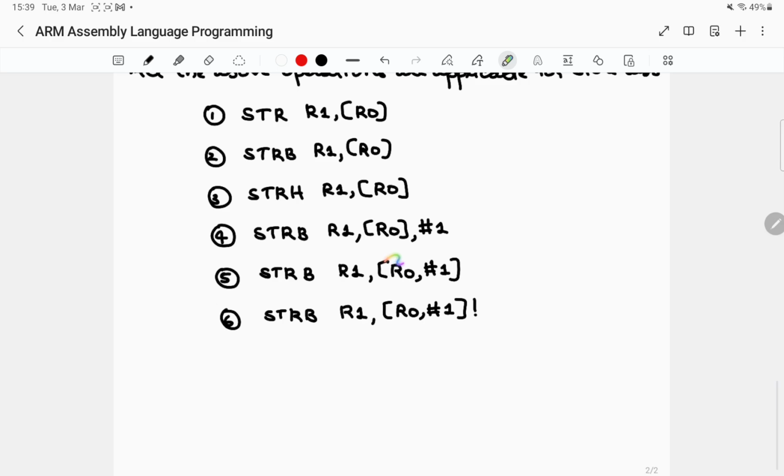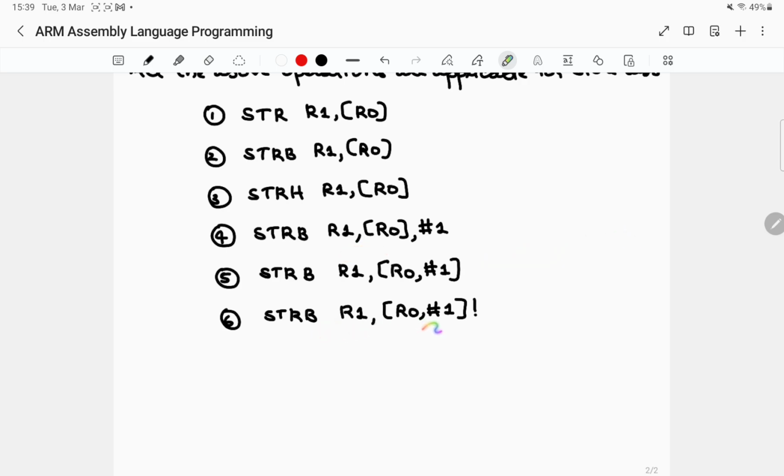STRB R1, [R0], #1: the value in R1 will first be stored to the address pointed by R0, then R0 will get incremented by 1. That is what will happen. This is called post indexing. STRB R1, [R0, #1]: R1 will be stored to the address R0 plus 1, but no change in R0. You need to remember that R0 will remain the same, no write back.